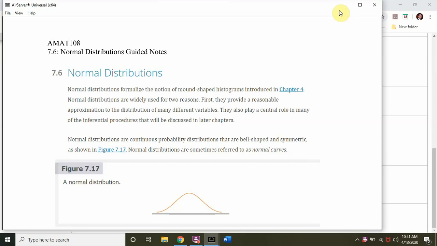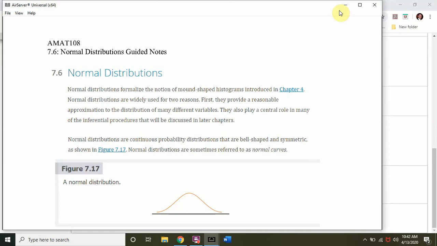Meaning using data that forms a normal distribution from samples to try to make sense out of what's going on for a larger population. That's what's meant by inferential. But that's later stuff. In any event, let's review normal distributions.